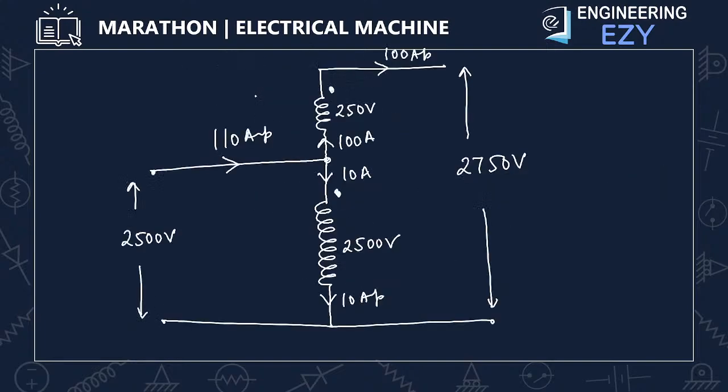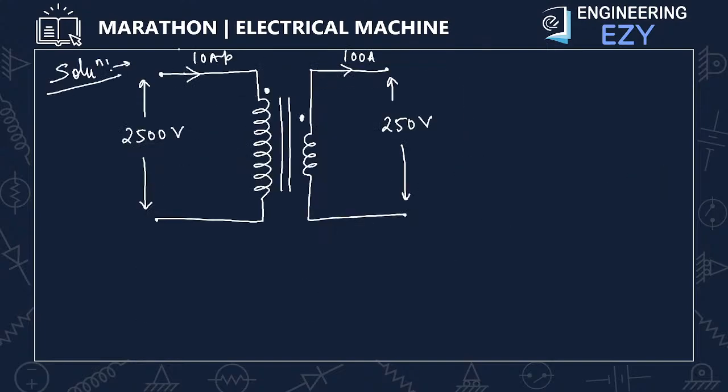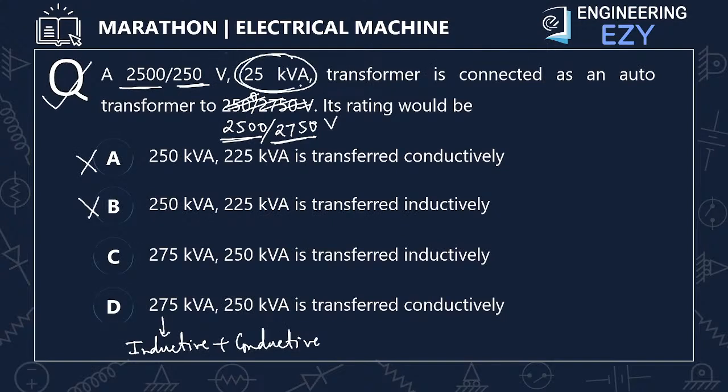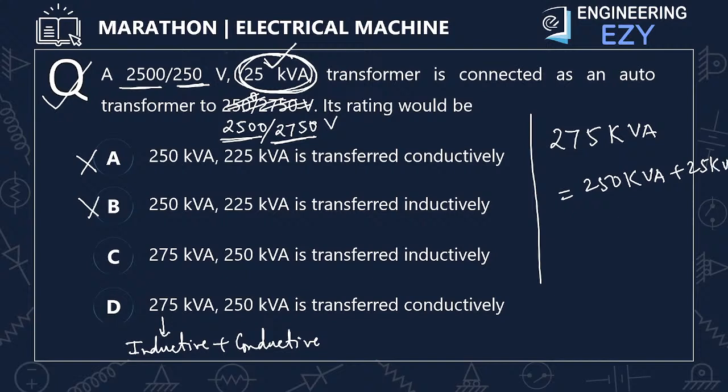Or you can calculate directly, because the rating of the transformer is the power transferred inductively, always. So this 25 is inductively transferred, and the remaining incremental power is conductively transferred. So 275 kVA can be written as 250 kVA plus 25 kVA. And the rating of the transformer is always transferred inductively. This much power is always transferred inductively. So the remaining power is transferred conductively.